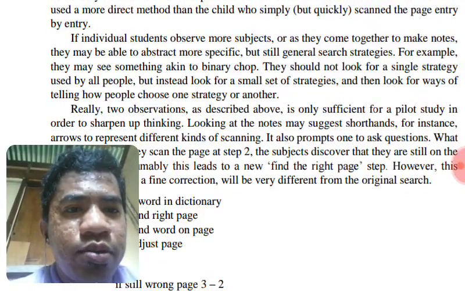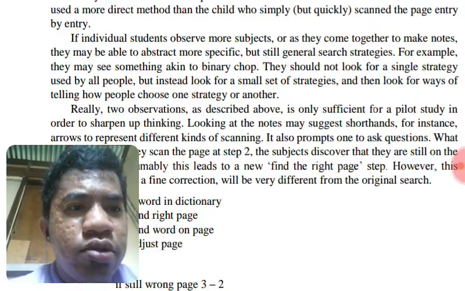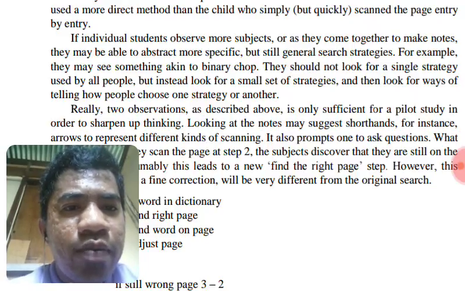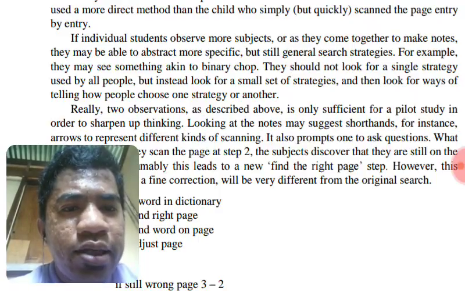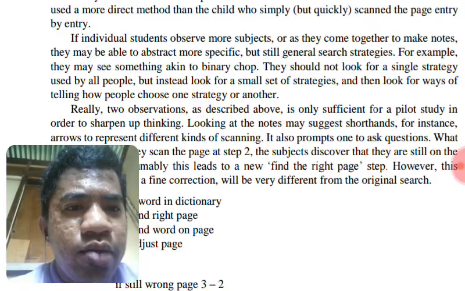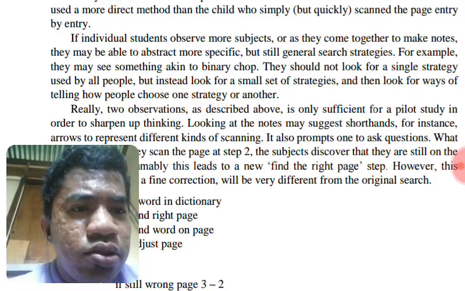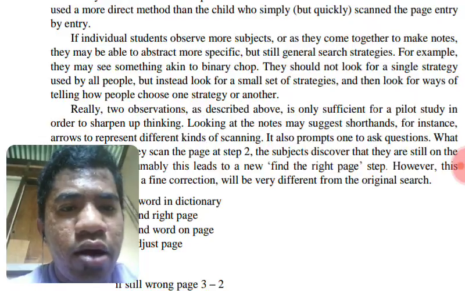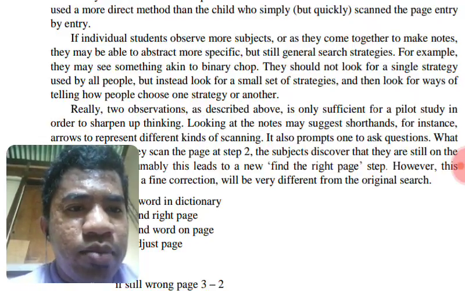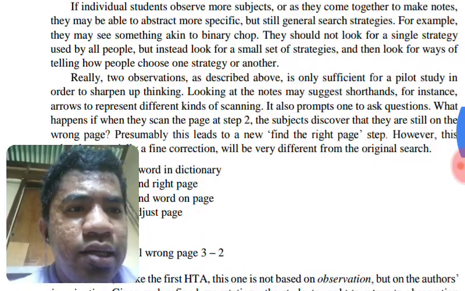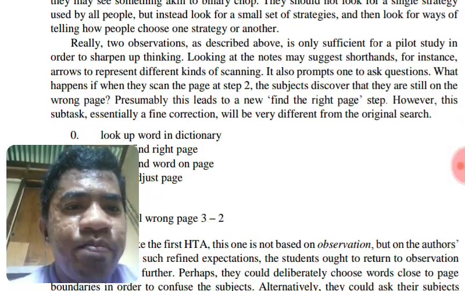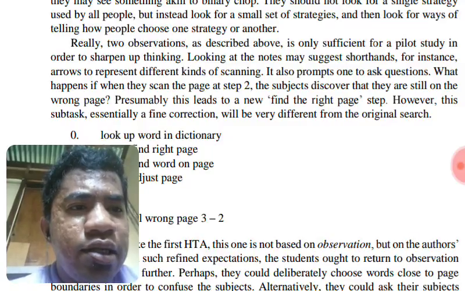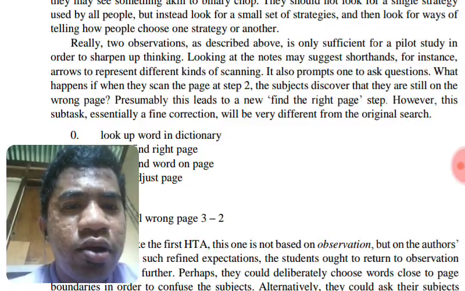If individual students observe more subjects, or as they come together to make notes, they may be able to abstract more specific, but still general, search strategies. For example, they may see something akin to binary chop. They should not look for a single strategy used by all people, but instead look for a small set of strategies, and then look for a way of telling how people choose one strategy or another. Really, observation as described above is only sufficient for a pilot study in order to sharpen our thinking.